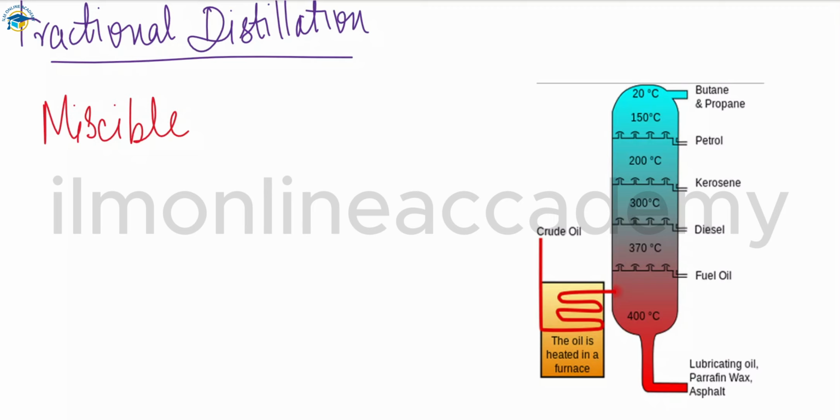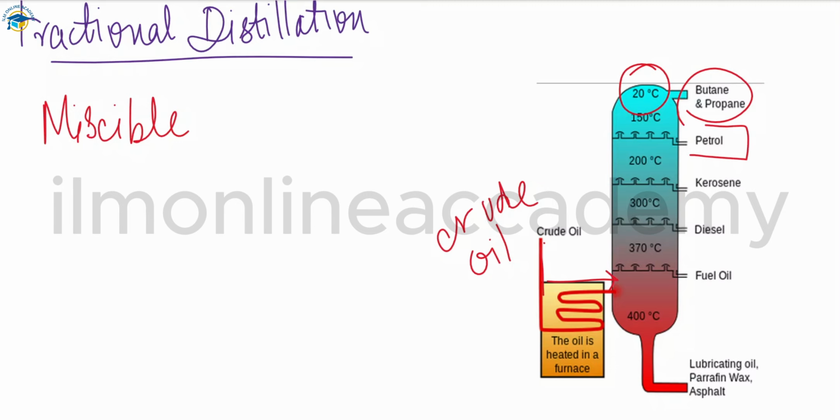Like for example, for the fractional distillation of crude oil or petroleum, what will happen here? We have crude oil present there. You have to add this into this fractionating tower. First we have methane, butane and propane, which have a boiling point of 20 degrees Celsius. Whenever the temperature goes to 20 degrees Celsius, the substance will rise and evaporate first. The vapor will pass through a condenser where it is cooled and condensed, and the condensed liquid is then collected into a separate beaker.